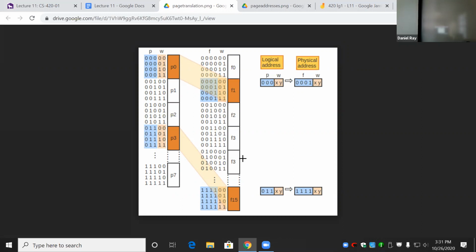Okay? But don't let that pacify you into a false sense of security. There are more page frames than there are pages for a single process. But there are still not enough page frames for all the pages of all processes. Right? Does that make sense? Okay. Thank you for that question. Other questions?